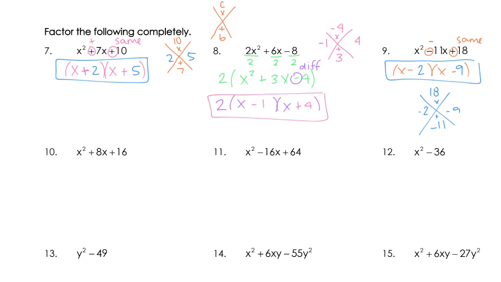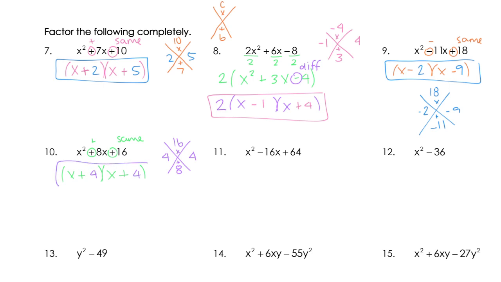Number 10, no GCF again, so draw our parentheses, split x squared up into x and x. And then we need the same sign, and they're both going to be plus. So plus and plus. And then if we draw our x, factors that multiply to be 16, but add to be 8. And those 2 factors would be 4 and 4. So then we have x plus 4 and x plus 4.